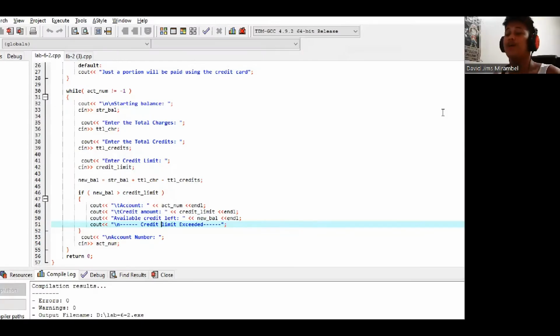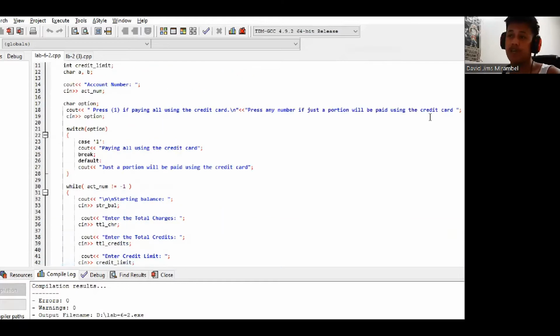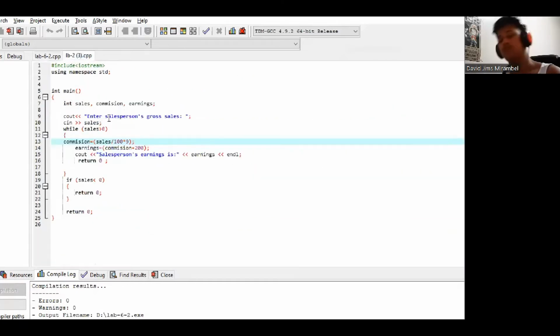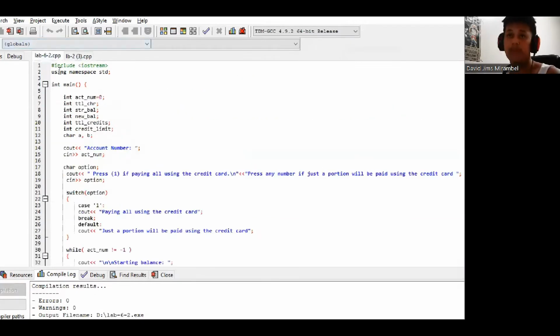Hello, good day. We are Group 4 and this is our Lab 6. These are the codes for our Lab 6 Part 1, and these are the codes for our Lab 6 Part 2. So let us first start with Lab 6 Part 1.